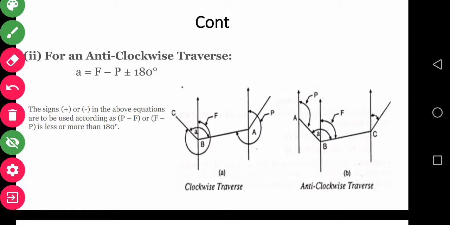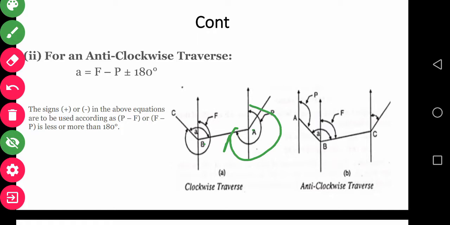So let's first draw this traverse on paper. Like this is A, we will write A, then this line AB, B and C. Now the forward bearing for P is given. So with the help of this forward bearing P, we can draw this line AB. This is in whole circle bearing. We have measured this P.